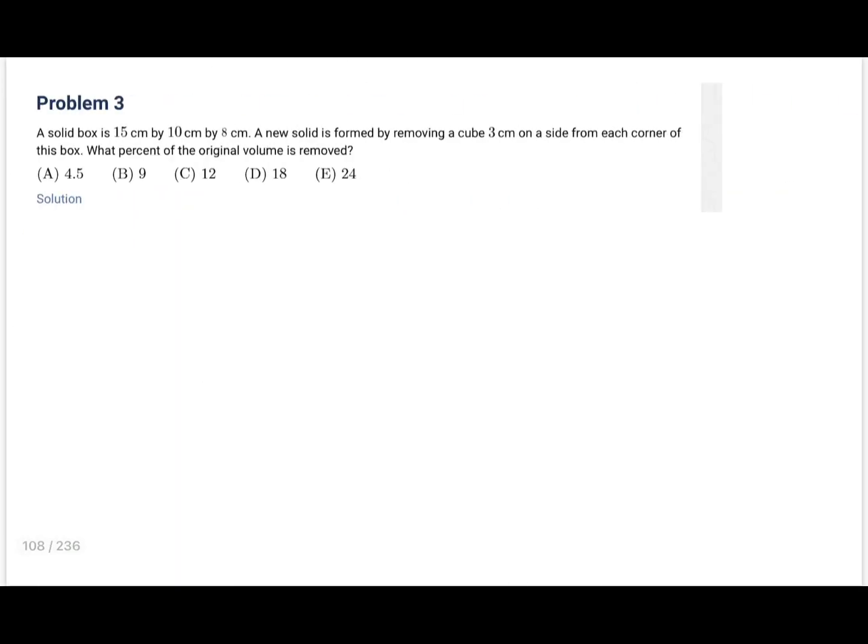Problem number 3. A solid box is 15 centimeters by 10 centimeters by 8 centimeters. A new solid is formed by removing a cube 3 centimeters on a side from each corner of the box. What percent of the original volume is removed?